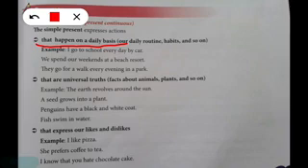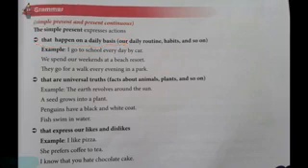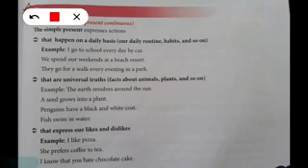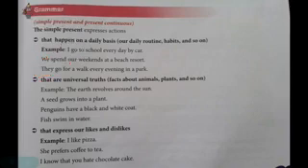See the example. I go to school every day by car. We spend our weekends at a beach resort. They go for a walk every evening in a park. So now look here. I go, we spend, they go. You need not add 's' with all these, because they are first person and plural. Yes, children. See the next one.